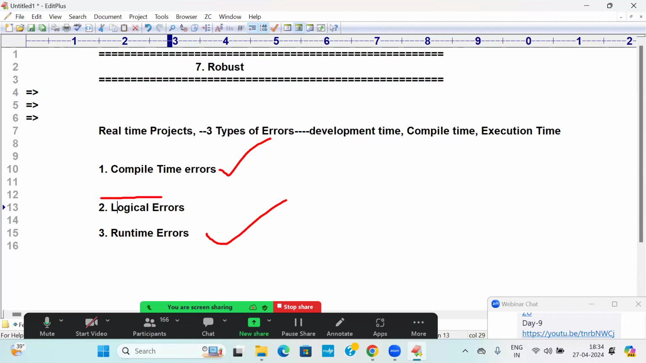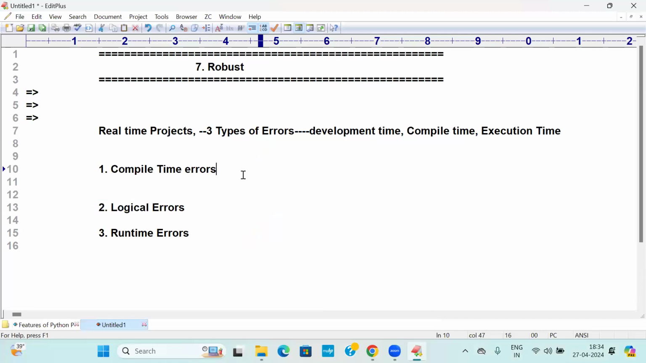Correct? They will not talk about this type of thing. This is also one of the major important areas. Why do compile time errors come? Can anybody answer my question?